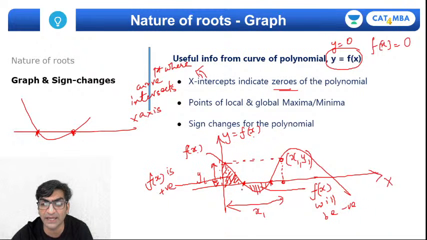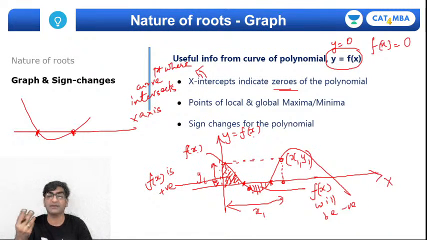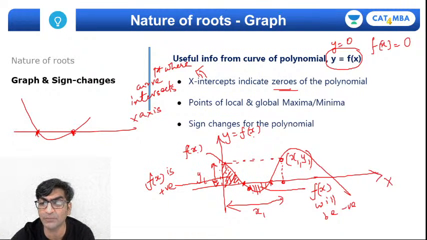Because if you consider any point on the curve, it lies below the x-axis, meaning its y coordinate will be negative. And if I go to the right of this intersection point, again you notice the curve lies above the x-axis, which means the curve will be positive. So for any curve, the region where it lies above the x-axis will be positive, and the region where it lies below the x-axis will be negative, right?